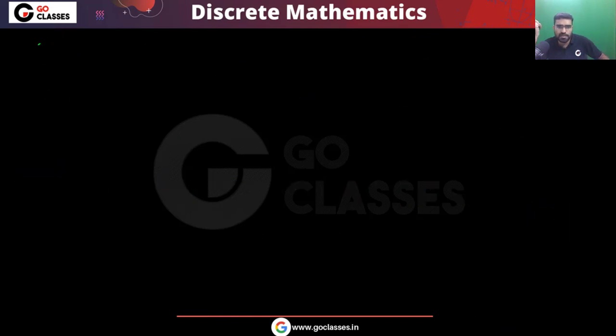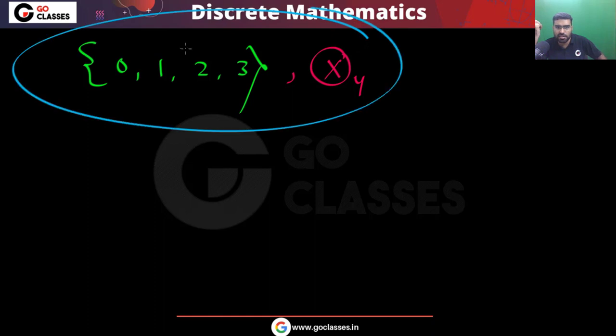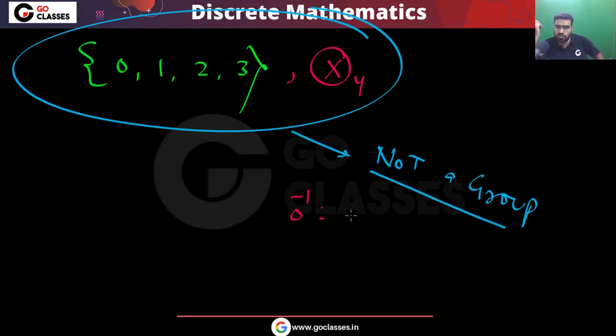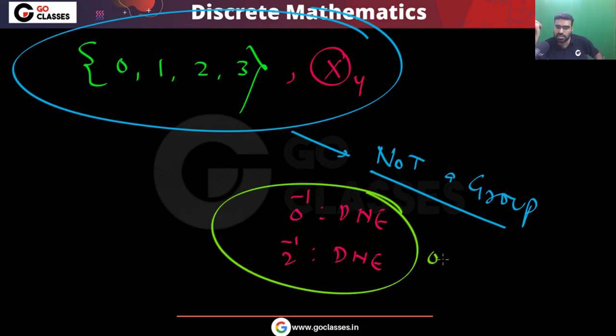These are your elements 0, 1, 2, 3, and under multiplication modulo 4, I want to convert this into a group. This structure is not a group, and the only problem is the inverse property, because 0 inverse does not exist. Also 2 inverse does not exist. There is no other problem. This is the only issue, and that is the reason this is not a group.